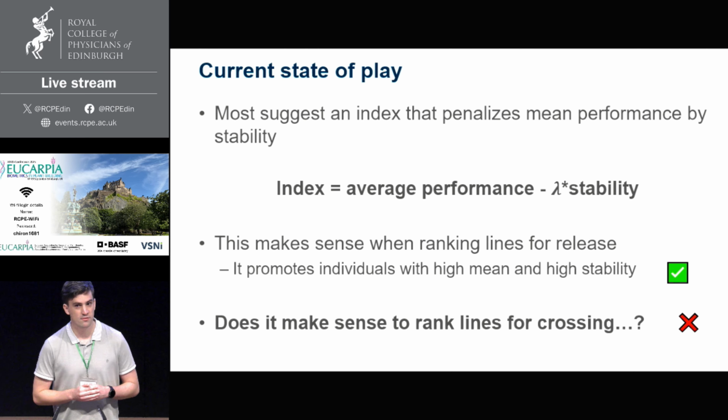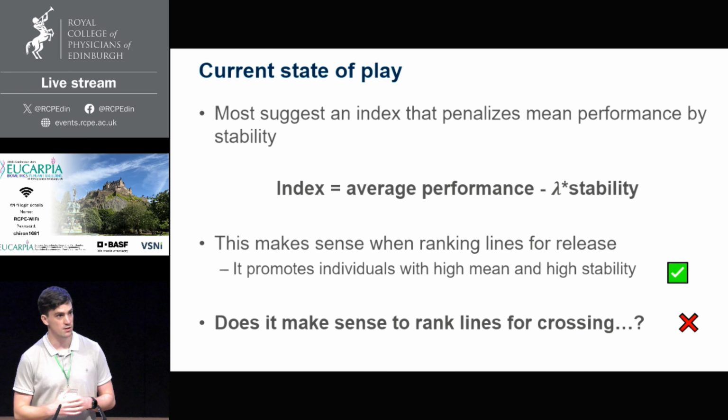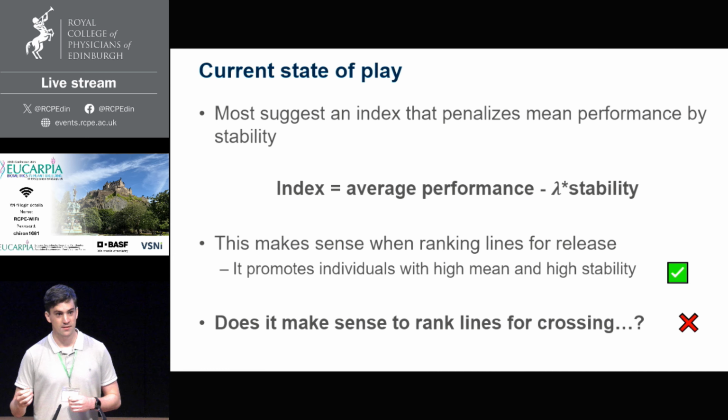This makes sense if we're thinking about selecting varieties for release, because it is promoting individuals with high mean and high stability. But the thing I'd like to highlight and look through in this presentation is whether that actually makes sense for crossing in a breeding program, whether that's for a population improvement component or for developing products.